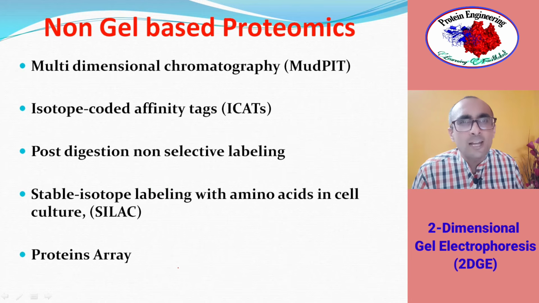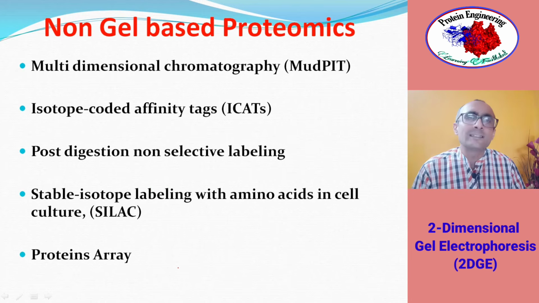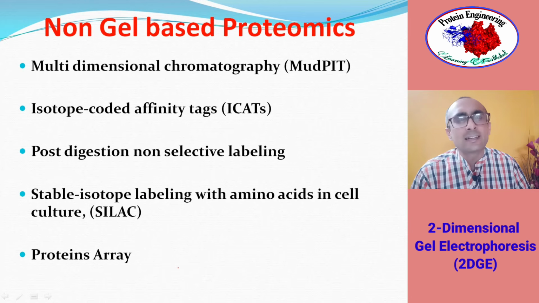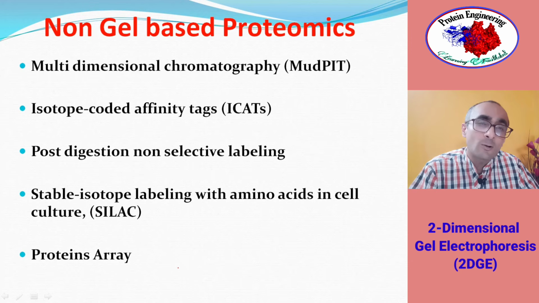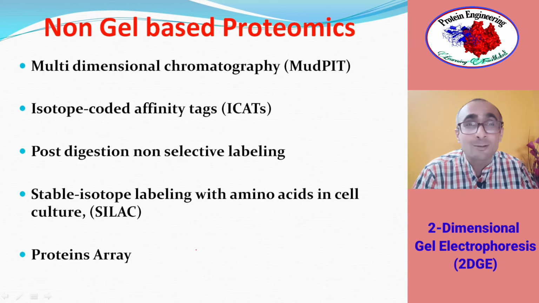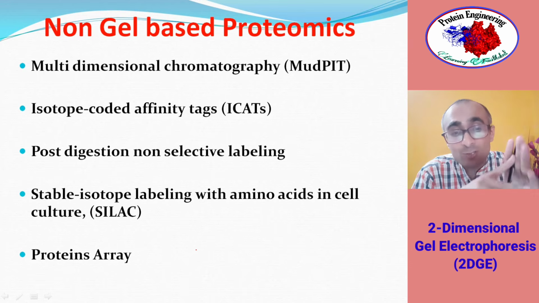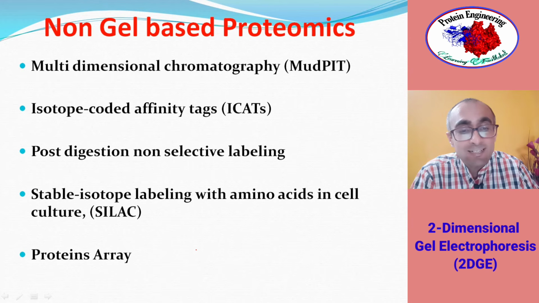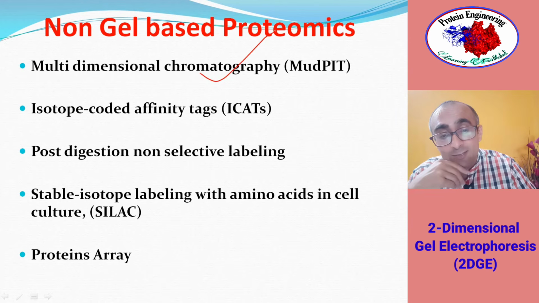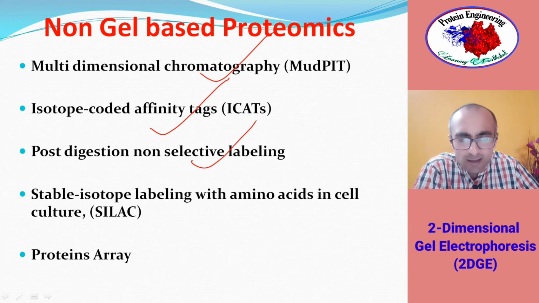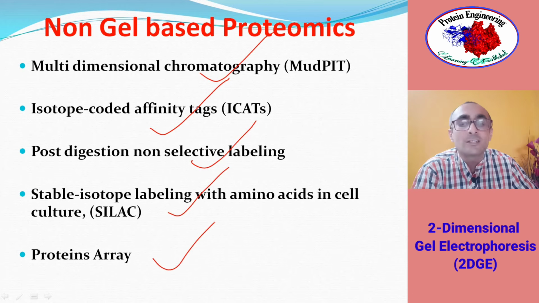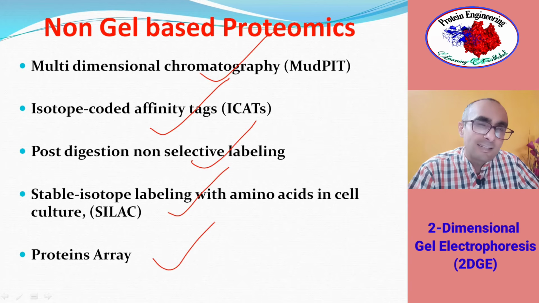So that was gel-based proteomics. Despite all these limitations, 2D gel is a very powerful technique to resolve proteomes in gel-based proteomics. But without running 2DGE also you can do proteomic studies. You can resolve thousands of proteins, and those are part of non-gel based proteomics, where you can use multi-dimensional chromatography. One can use isotope coded affinity tags, or you can label proteins using different tags. You can label protein in culture media, that's SILAC, or you can use protein arrays. So these non-gel based proteomics approaches we will discuss in a separate lecture.